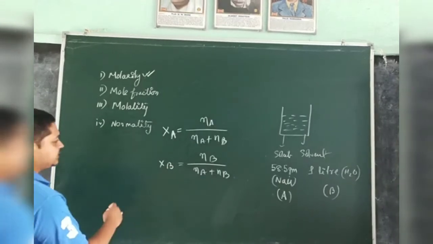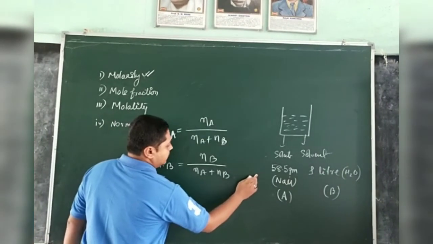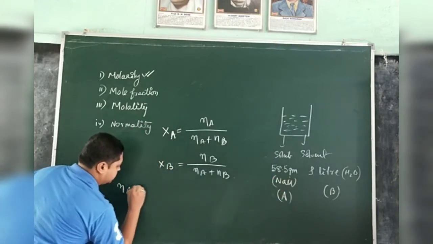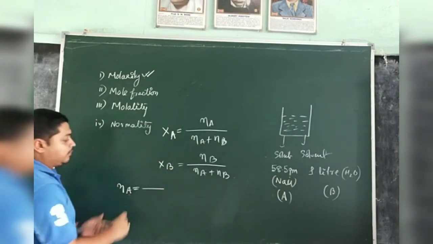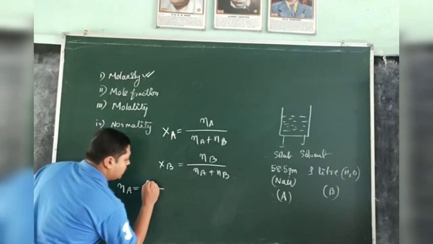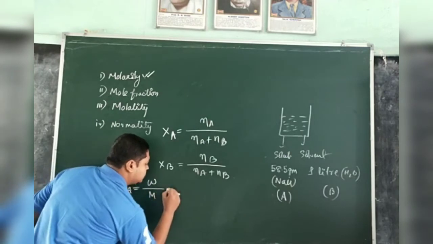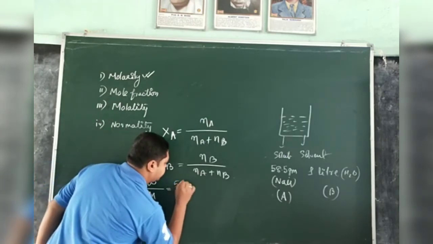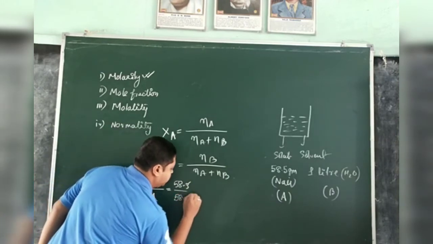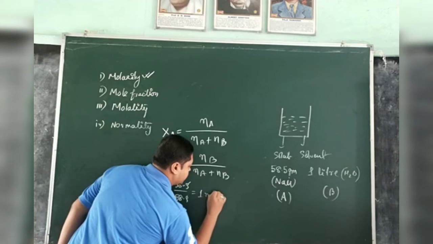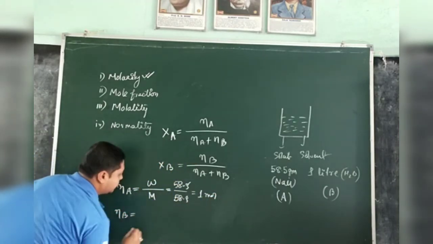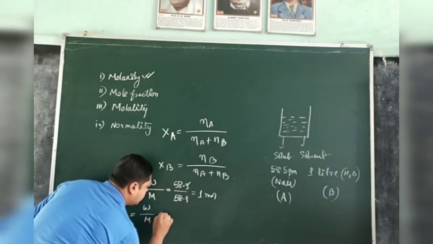In this case, this one is A and this one is B. When Na is equal to what? Na is the number of mole of NaCl. So number of mole of NaCl means what? Weight divided by molecular mass. So weight is 58.5 gram, and molecular mass of NaCl is also 58.5. That means what? 1 mole. So Na is 1 mole, and Nb, calculate the Nb, W by M.